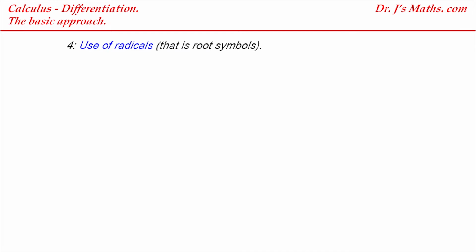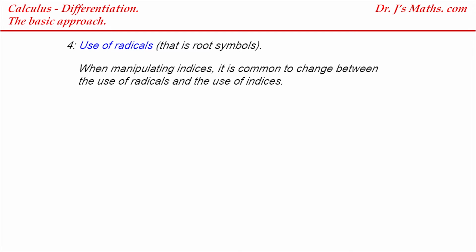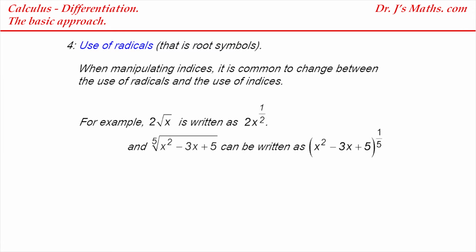Sometimes we'll get an equation or an expression given to us that we have to differentiate that uses radicals, that is square root signs or fifth root signs and so on and so forth. When manipulating indices, it's common to change between the use of radicals and the use of indices. So if we're given a radical, we can convert it to an index. For example, if we have 2 root x, we will rewrite that as 2x to the half. And the fifth root of x squared minus 3x plus 5 can be written as x squared minus 3x plus 5 to the one fifth.